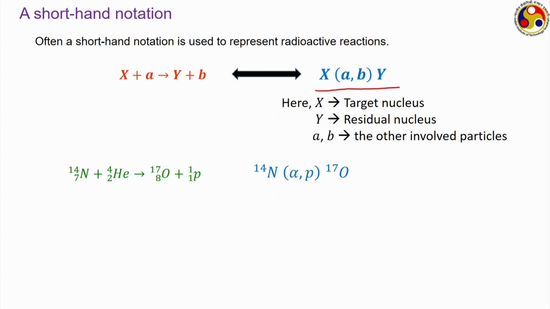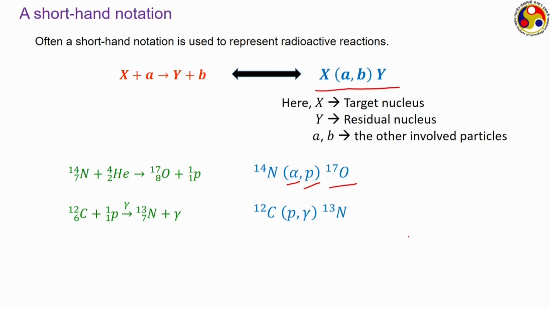Say this particular example: here nitrogen 14 is the parent isotope, so that is the X, oxygen 18 is the daughter isotope, so that is the Y, and on the left hand side we have the alpha particle. So, a is the alpha particle, and we have a proton on the other side. So, b is the proton. Let us see this particular example. Here C12 is the parent isotope and N13 is the daughter isotope. We have a proton on the left hand side and a gamma photon on the right hand side.